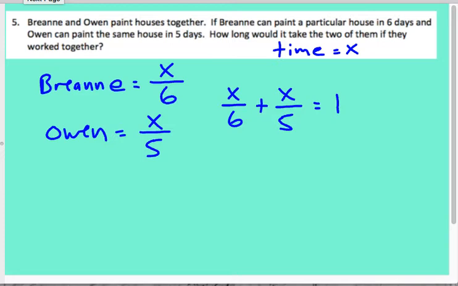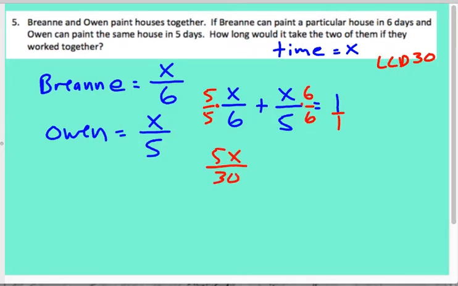My least common denominator is 6 times 5, or 30. Remember, this is 1 over 1. I need a common denominator so I can add the two fractions together and solve this equation. So here I'm going to multiply by 5 over 5, and that's 5x over 30. Here I'm going to multiply by 6 over 6 to get that common denominator of 30. So that's 6x over 30. You have to multiply by the same thing over here to get a common denominator, 30 over 30.